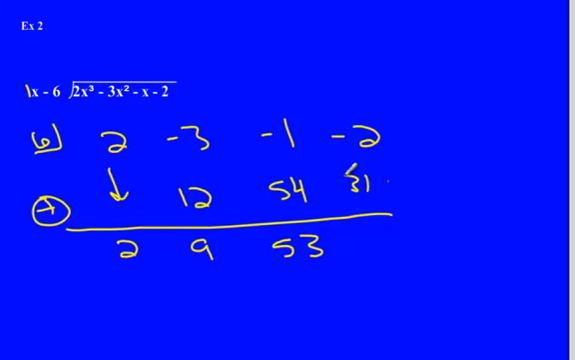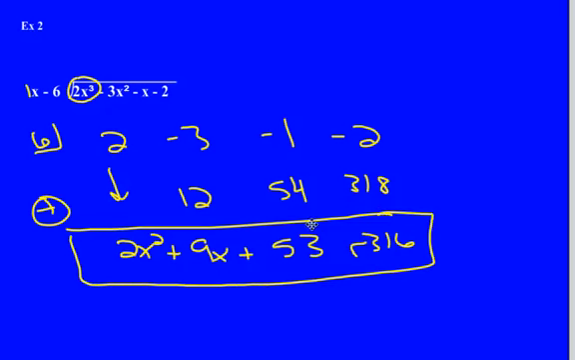It's going to give us 318, right? 30, and 3 times 6 is 18, so 318. Negative 2 plus 318 is 316. Remember, our key is we're going to start with one less. I had x to the third power, so I'm going to start with x squared plus 9x plus 53, remainder 316. Final answer.